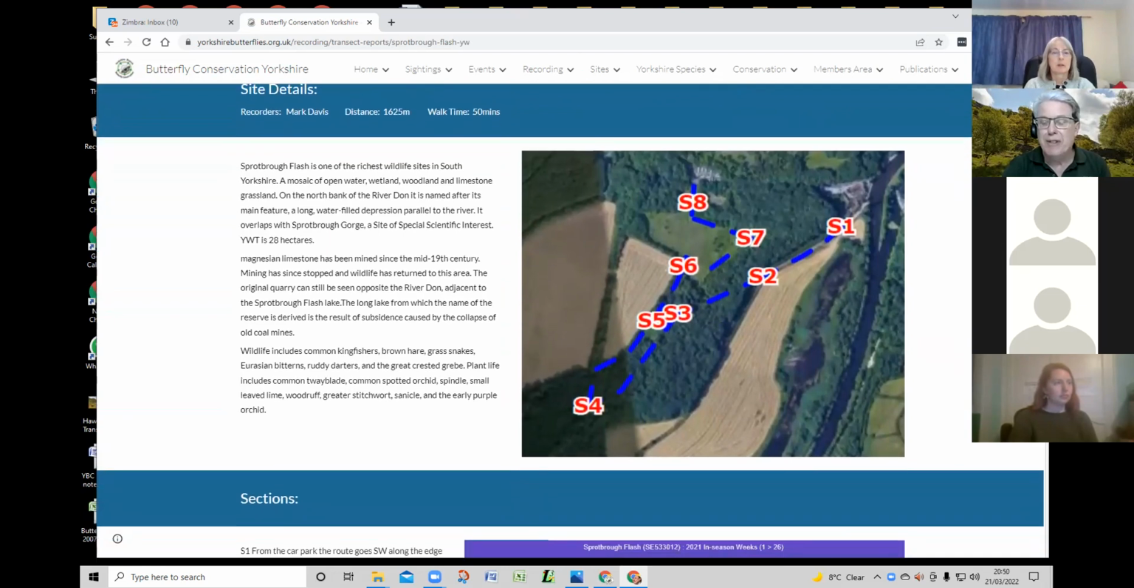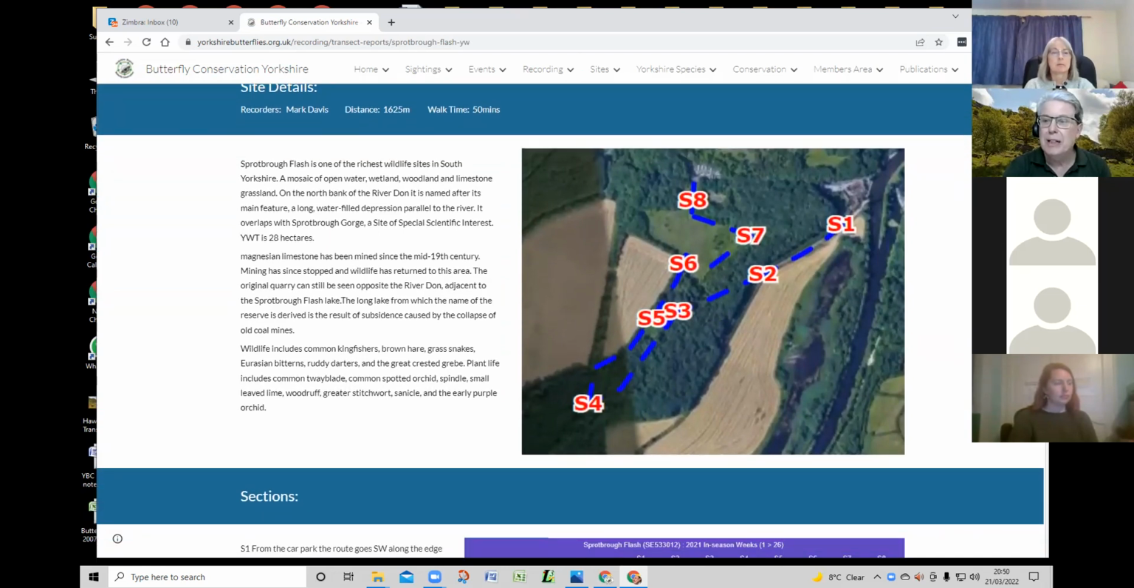So Sprotborough Flash, a Yorkshire Wildlife Reserve on the River Don. This is the River Don here. Interesting little place with a very special history. It's created by mining subsidence, because we're in mining territory. It actually subsided into the flash, which is here. It just subsided and sunk from mining works, creating the flash.